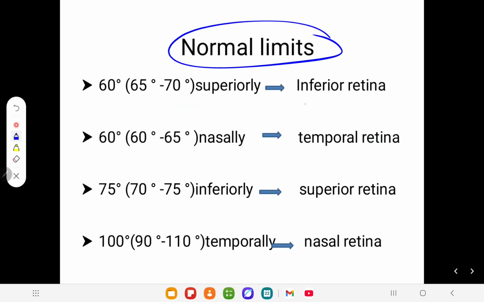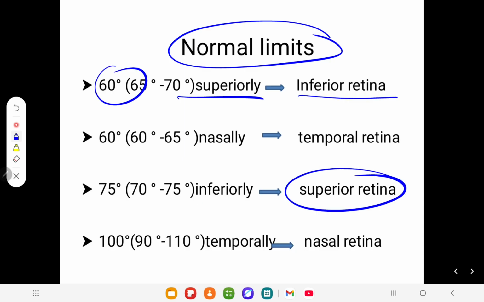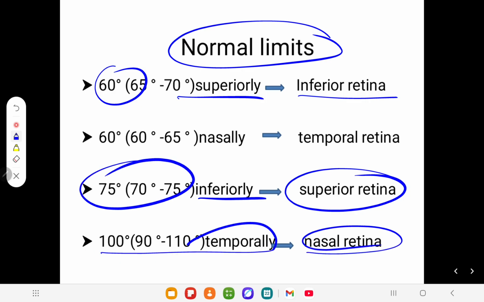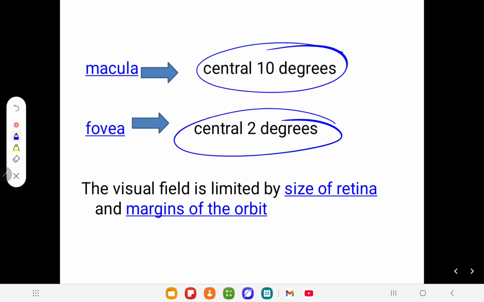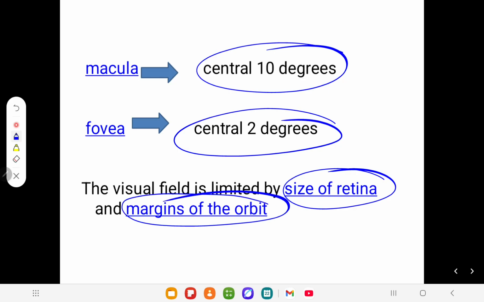So the normal limits of the visual field, as I have already discussed: inferior retina, superior visual field, is 60 degrees, and superior retina, inferior visual field, is 75 degrees. The nasal retina gives the largest visual field temporally, and nasally, because of the temporal retina, it is around 60 degrees. The macular central is 10 degrees, and the foveal approximately 2 degrees. The visual field is limited by the size of the retina and the margin of the orbit, because of how bone grows and so on, isn't it? The visual field is limited by this.